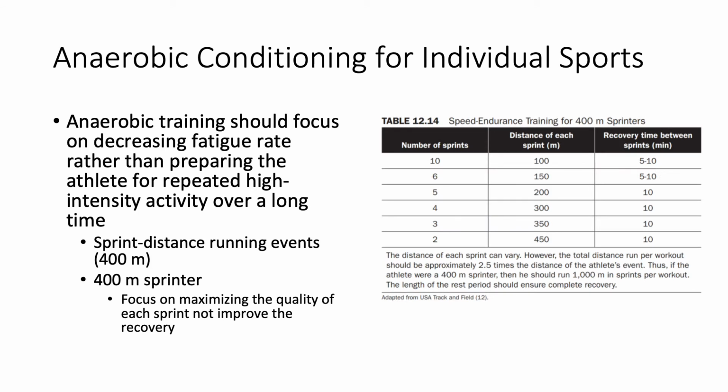Anaerobic training should focus on decreasing fatigue rate rather than preparing the athlete for repeated high-intensity activity over a long time period. This can be geared towards track athletes who perform the 400-meter dash. So you can see that there are long rest intervals between the sprints. The reason for this is to maximize the quality of each sprint. The 400-meter dash athlete doesn't have to worry about maintaining that performance at a high level for, say, 5 continuous minutes compared to a basketball player who is always moving during a game.